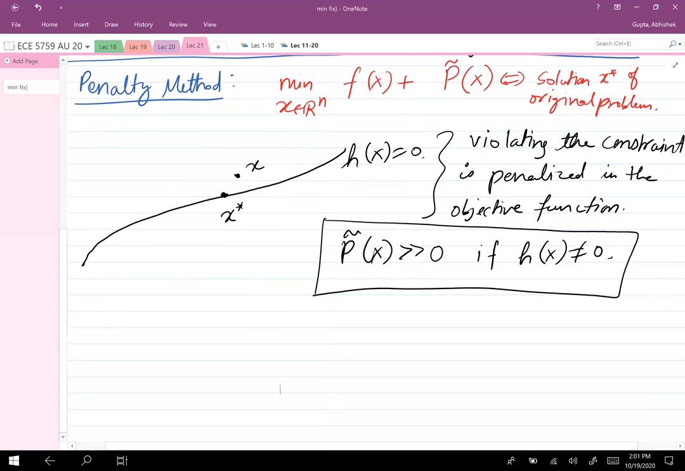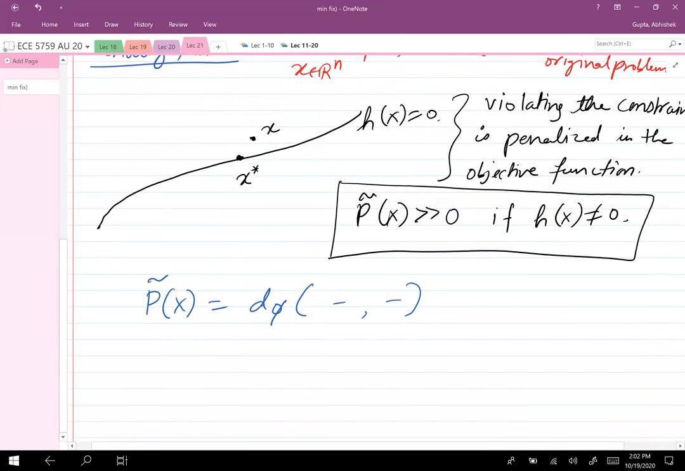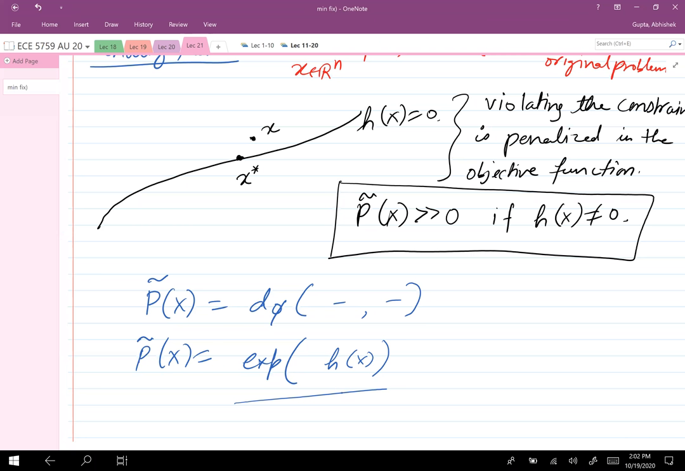Okay. So one idea was P tilde X equals the Bregman divergence between something. I don't know what that something is. The other idea is P tilde X equals exponential of H of X. So if H of X is negative, then the penalty is very, very small. If h of x is positive, then the penalty is very, very high. So this creates a problem.